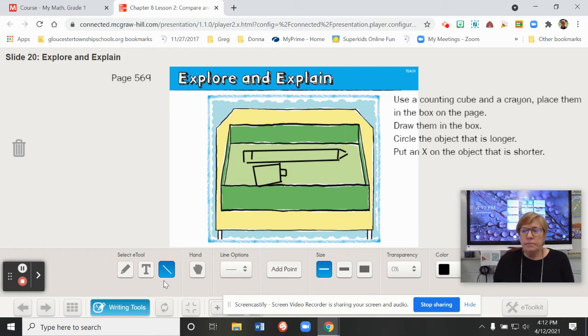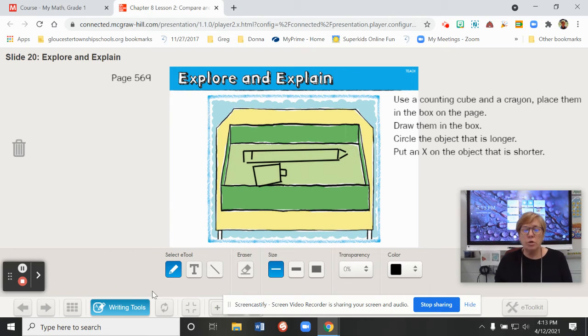Now, here comes the next direction. Circle the object that is longer. For me, it's my crayon. Put an X on the object that is shorter, right there. And that's it. That's what we had to do today for that.